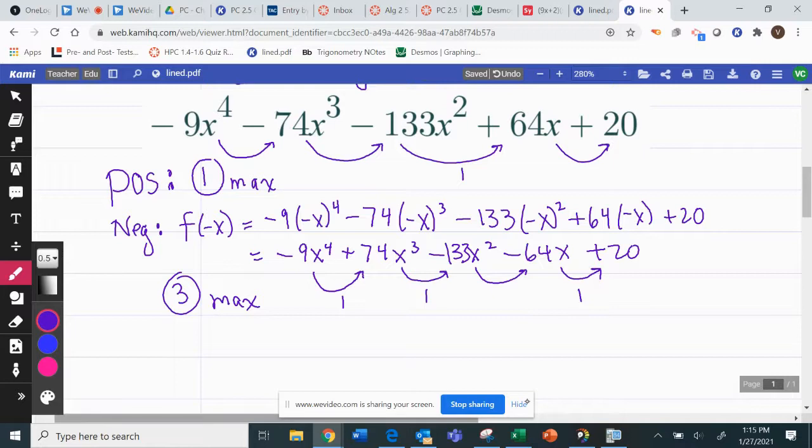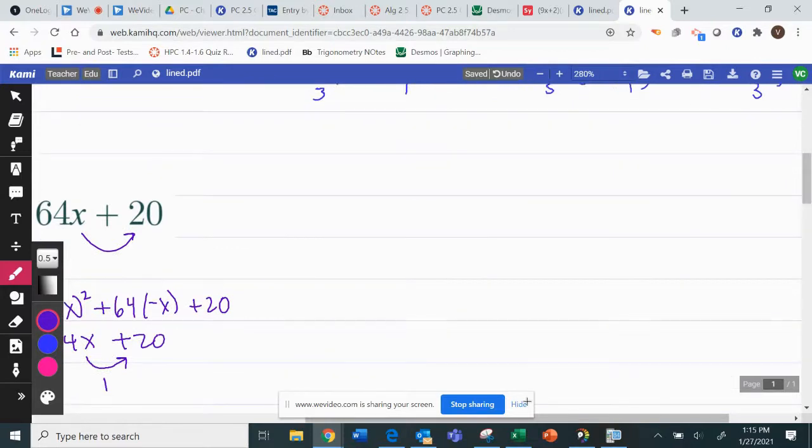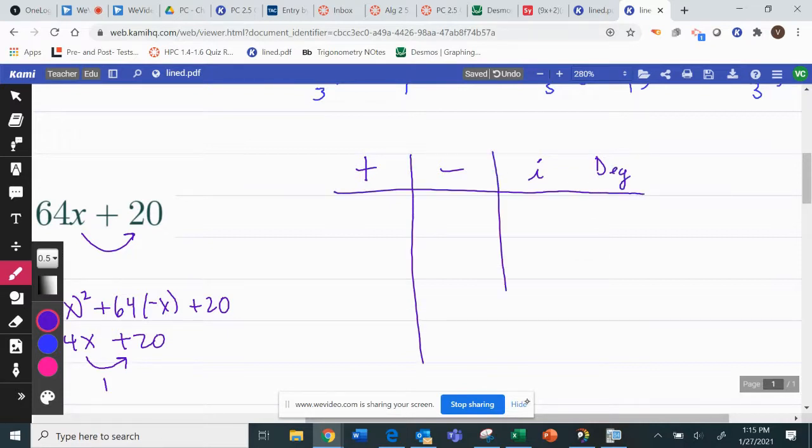Then we're going to make a table. Positive, negative, imaginary, and I'm going to put my degree. The maximum positives was 1. The maximum negatives was 3. What's my degree? So if I have 4 for my degree, then that could be 0 imaginaries.